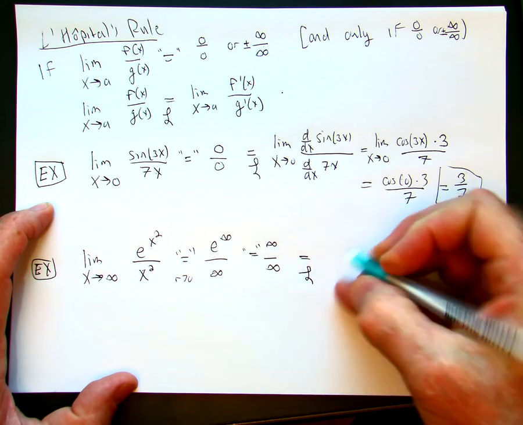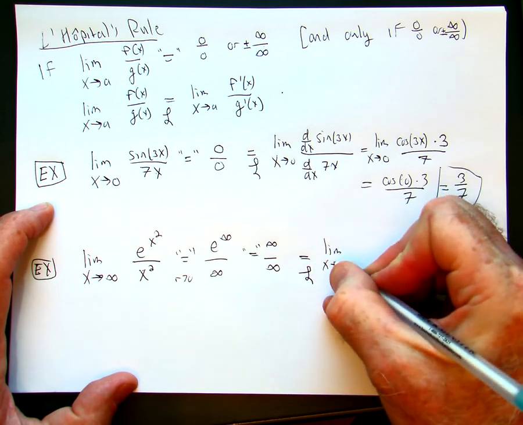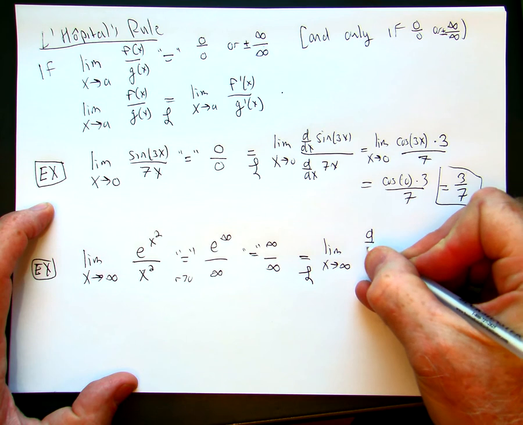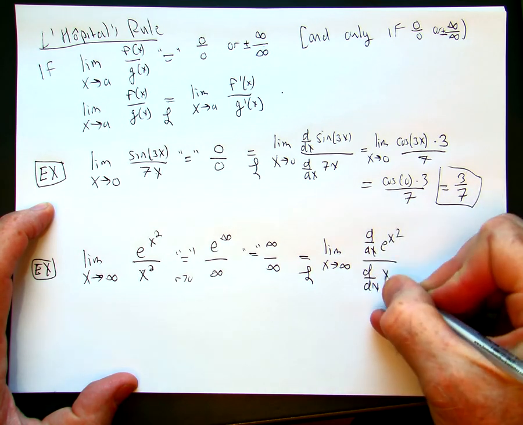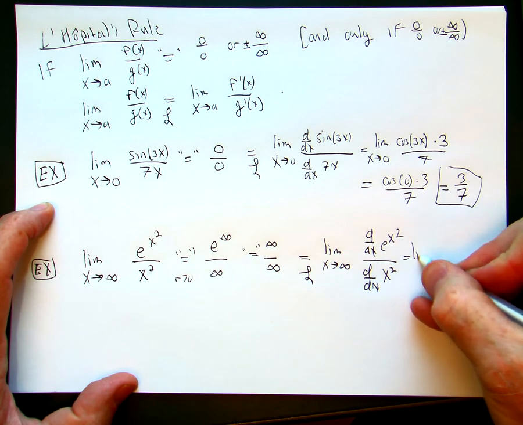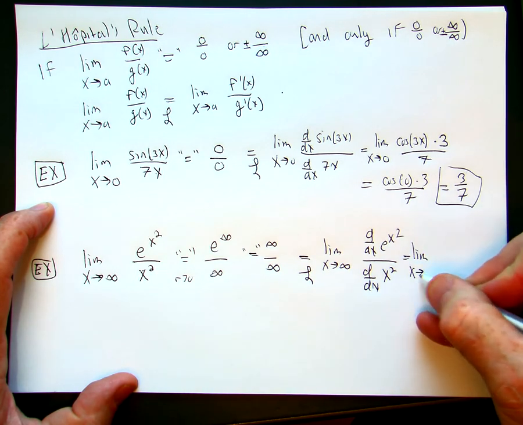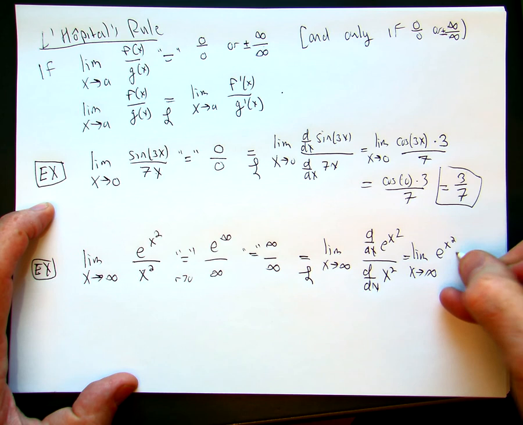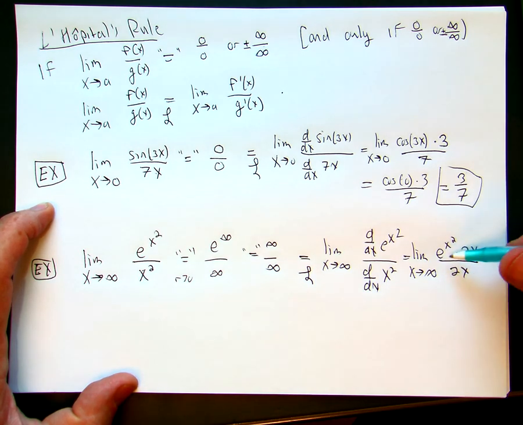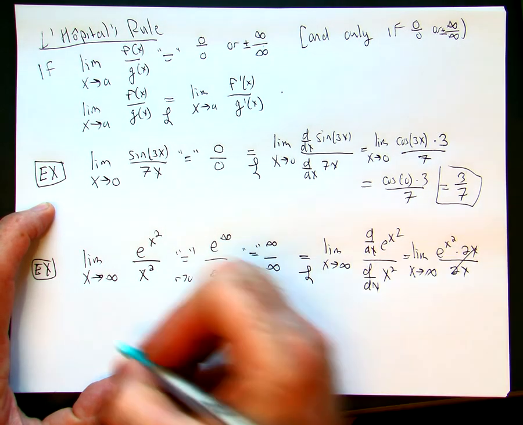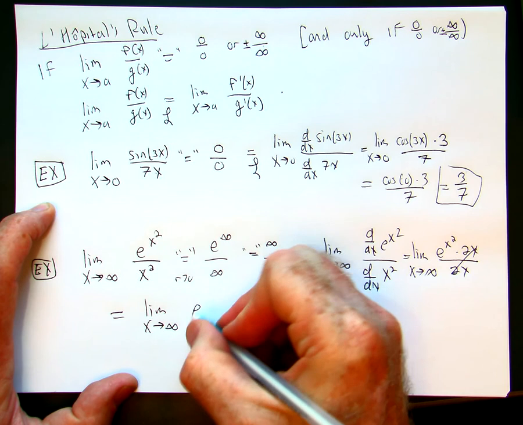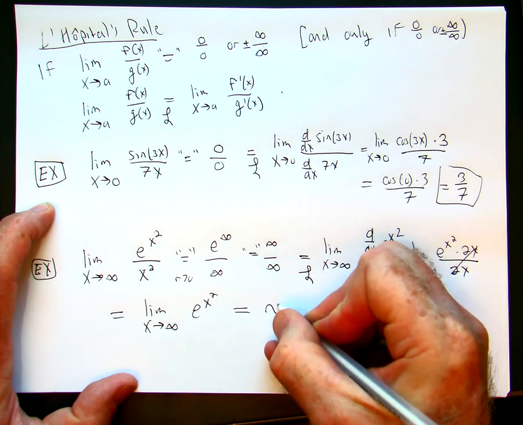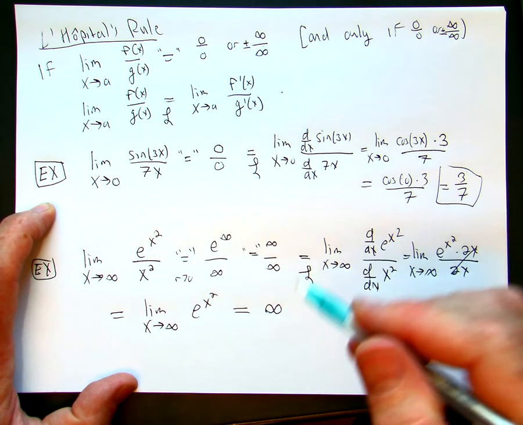Take L'Hopital, that's going to be equal to the limit, x goes to infinity, d/dx e to the x squared over d/dx x squared. Well, that's going to be, again, using the chain rule, e to the x squared times 2x over 2x on the bottom. Well, that's still technically infinity over infinity, but these cancel. So that's equal to the lim x goes to infinity of e to the x squared. And as we saw before, that's infinity. So this limit is equal to infinity.